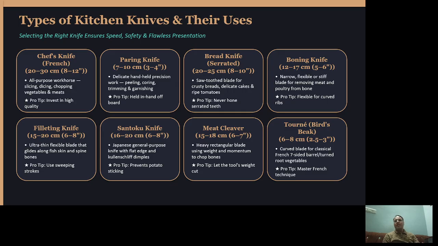Then we have the meat cleaver, which is a heavy and big knife with a heavy rectangular blade, used to chop bones and also to give mince cutting to meats. Then we have the bird's beak, which is a curved blade for the classical French seven-sided barrel-turned root vegetables.